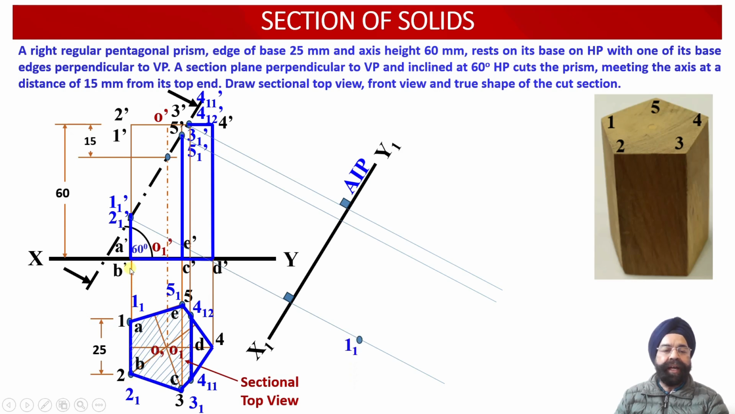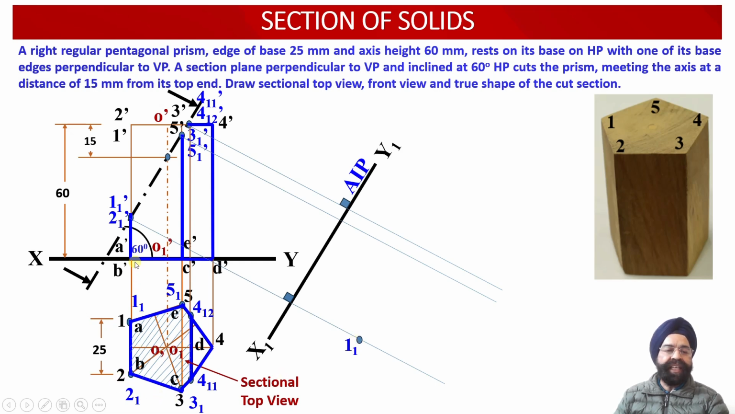reference line. Once we measure the distance of the point 1 1 from the XY reference line, now onto the projector line emerging from 1 1 dash, we are going to mark the same distance of the point 1 1. Once we mark this distance onto this projector line, point 1 1 will be located in the auxiliary plan view.